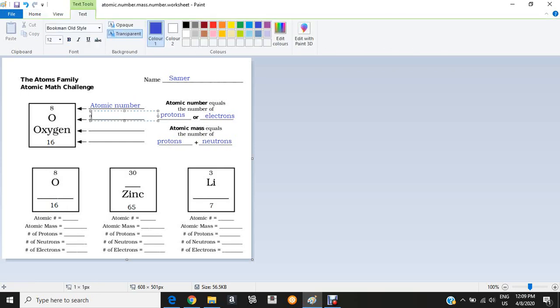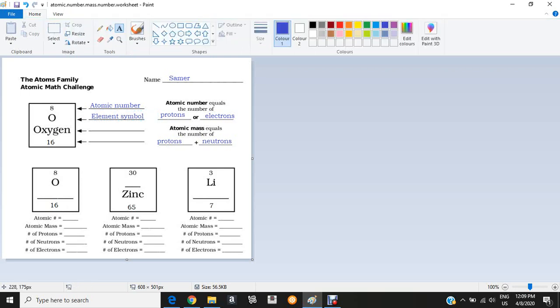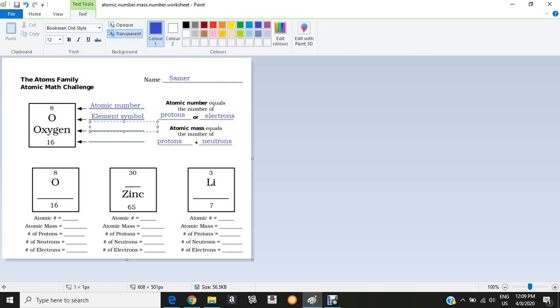So the atomic number is on top. And then under that, I have the element's symbol. This atom makes up the element oxygen, and the symbol is O. And this is the element's name, and so this oxygen belongs to the element oxygen. And finally, the number at the base is actually the mass number.